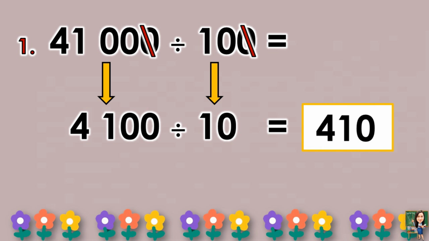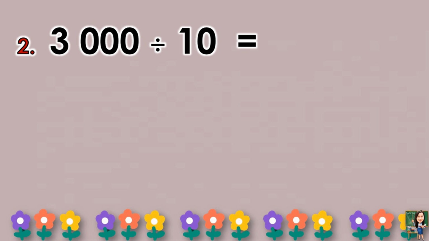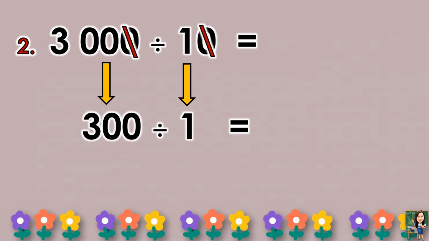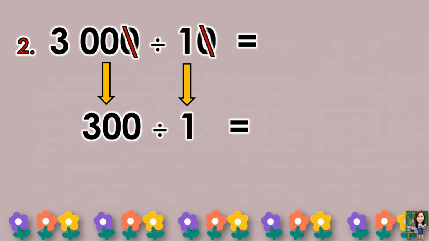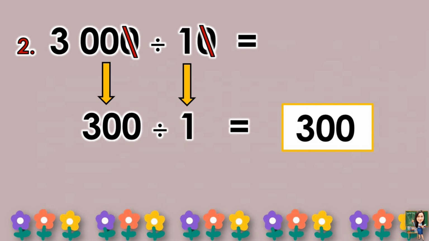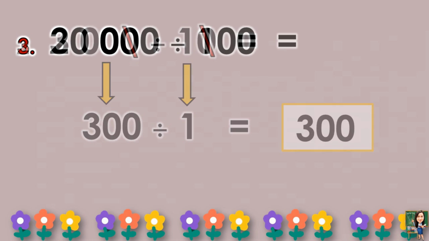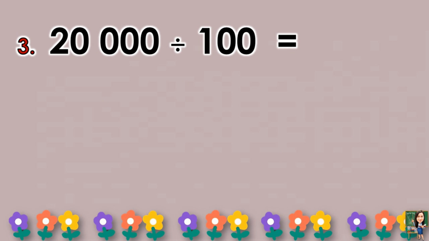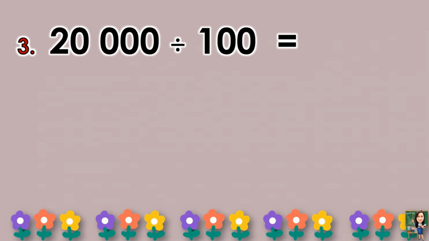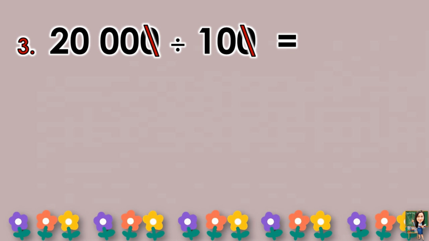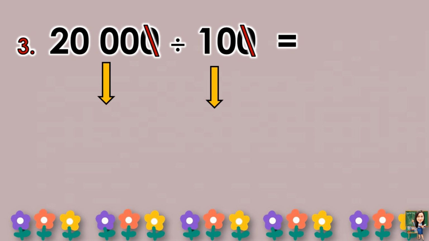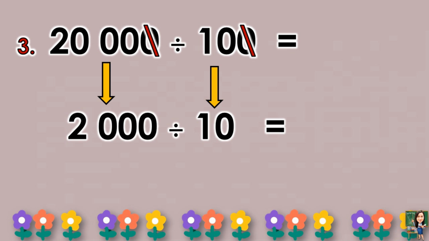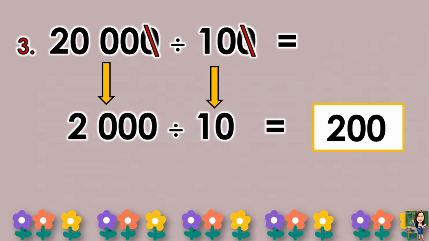410. Number 2. 3,000 divided by 10. Cancel 1 zero from the dividend and the divisor. It is going to be 300 divided by 1 equals 300. Number 3. 20,000 divided by 100. Cancel 1 zero, 1 zero. It is going to be 2,000 divided by 10 equals 200.